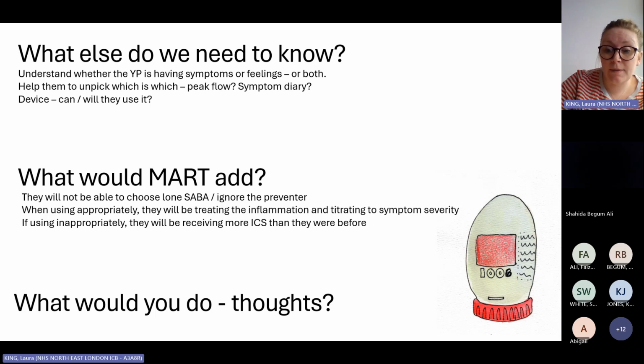If they are using this device inappropriately, there is a risk they'll be receiving more steroids than they were receiving before, and they were quite poorly controlled. So it is a fine line. Personally, and in fact, that's what happened with this patient. We did put them onto MART.